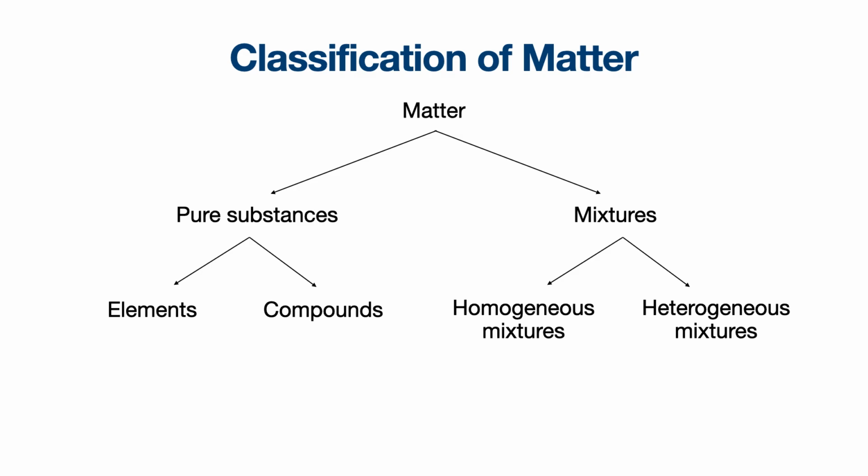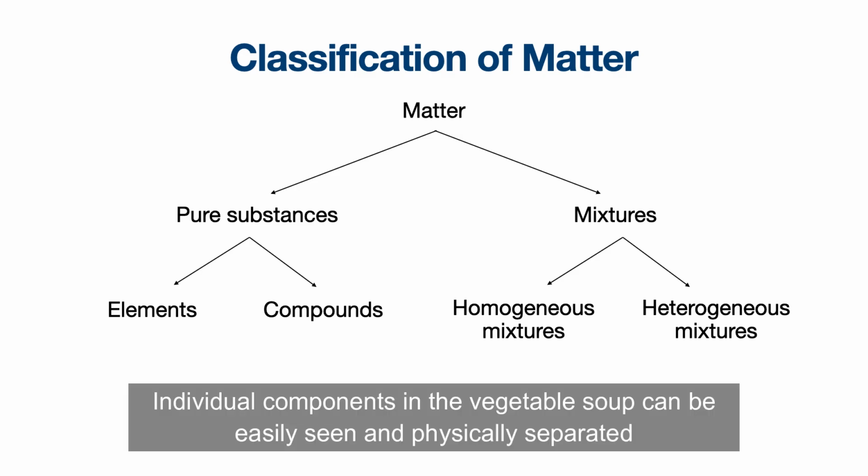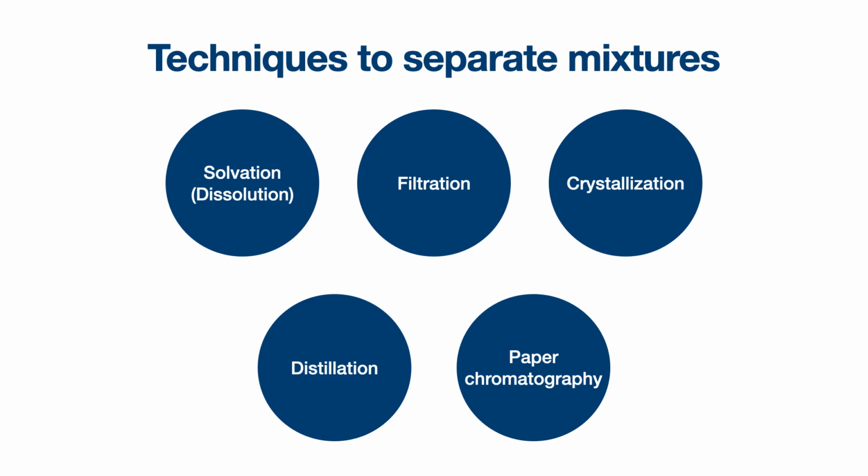In contrast, heterogeneous mixtures have particles that are not evenly distributed. For example, vegetable soup is a heterogeneous mixture because it contains various substances like different vegetables and other components that remain visibly separate. As mentioned earlier, mixtures can be separated into their individual components by physical means. In this video, we will explore several techniques used to separate mixtures.